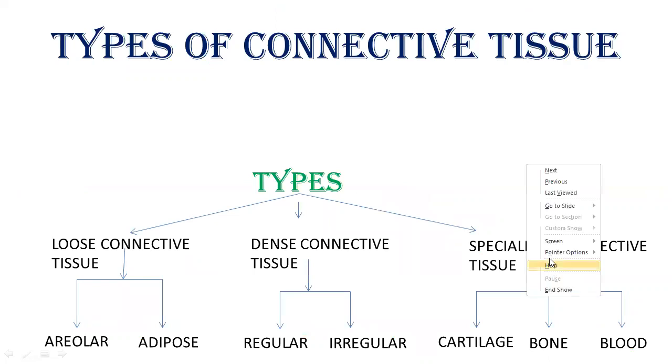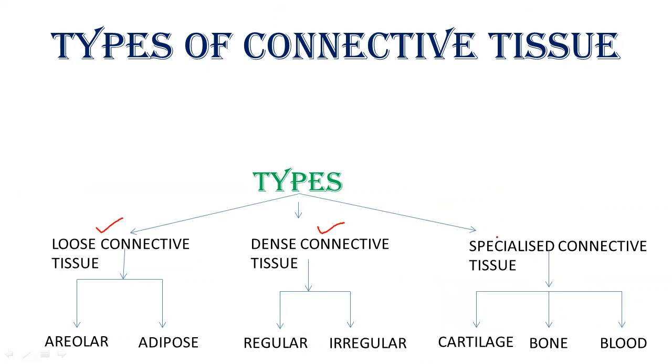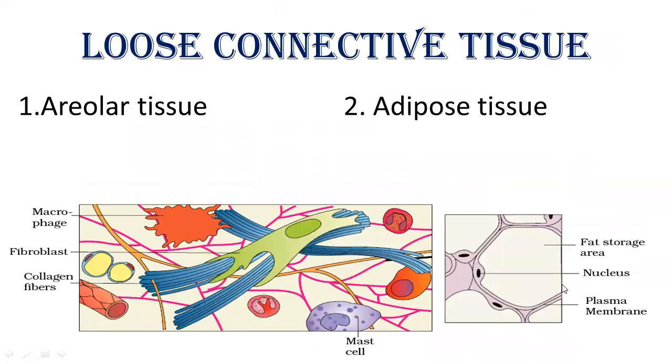Now, types of connective tissue. Connective tissue is of three types: loose, dense and specialized. Loose is of two types: areolar and adipose. Dense is regular and irregular, and specialized is cartilage, bone and blood. First, we talk about loose connective tissue. So loose connective tissue is where cells are arranged loosely. It is also of two types: areolar and adipose.